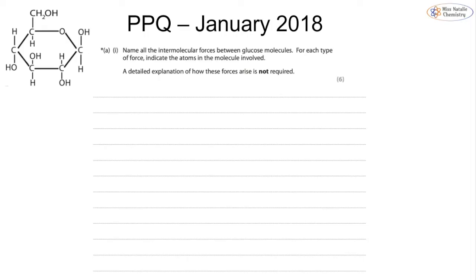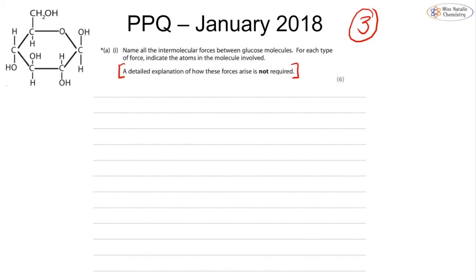You will see that in many questions about intermolecular forces, this sentence will be there. Unless they are specifically asking how the forces are formed, you do not need to give an explanation. So always look out for that. So we've got 6 marks here. So hopefully you can see that it's probably going to break down into 2, 2, and 2. So we're going to get 3 different types of intermolecular bonds.